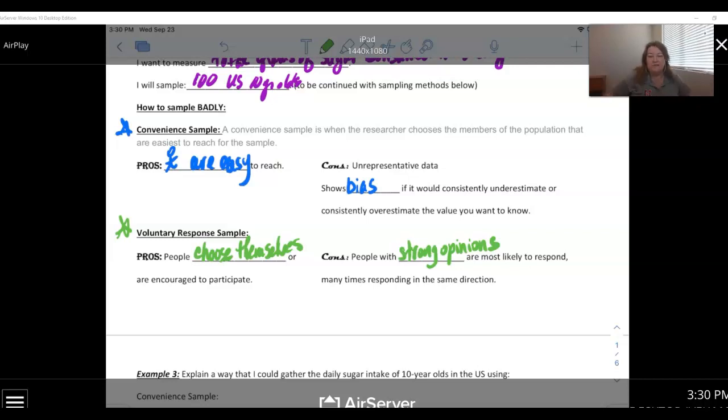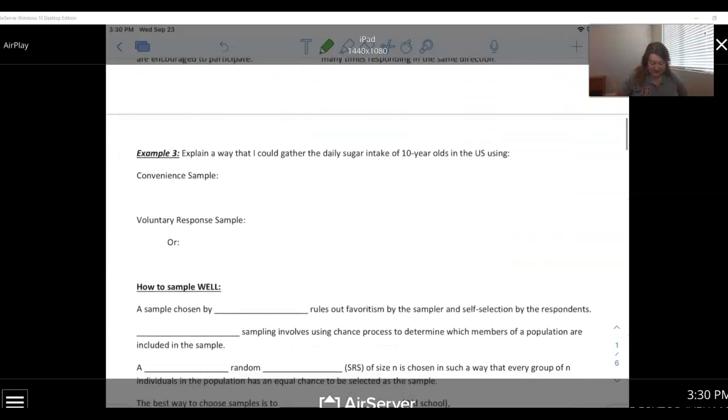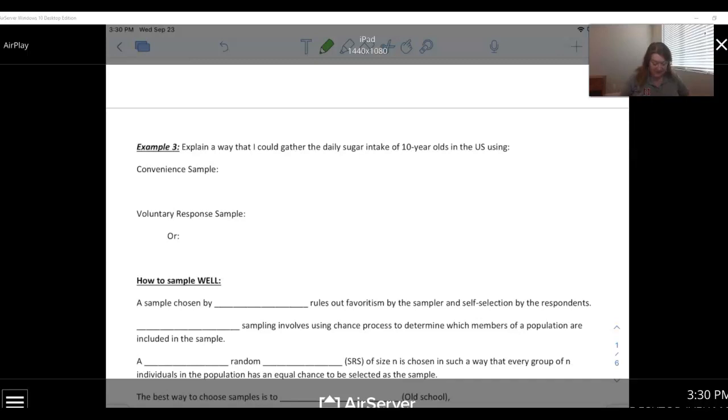All right, so down to example 3. It says, explain a way that I could gather the daily sugar intake of 10-year-olds in the US using a convenience sample or using a voluntary response sample. Okay, so it's basically that idea that I just talked through, putting it down on paper.